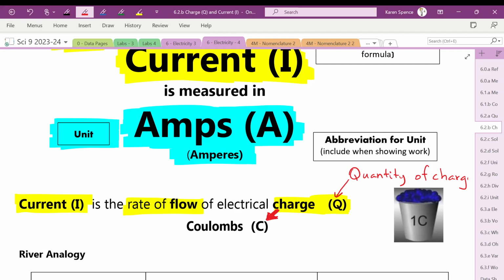Let's try that again, because the more we say it, the more we'll remember it. On this side, we're going to say charge is Q. Over here, current is I. Over here, charge is Q. Hopefully that'll help you remember it. We might do that again next day, just to make it stick in your head.